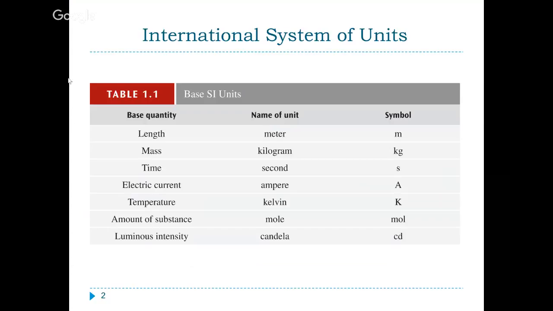Length is meter. Mass is kilogram, time is second, electric current is the ampere. Temperature is Kelvin. Notice that's not degrees Celsius or degrees Fahrenheit. Your amount of substance is mole. And I want you to pay attention to your symbol for mole is mol, not M, right? M represents a meter. So when we're doing conversions, we always want to make sure we're using the right symbol. And then luminous intensity is the candela.